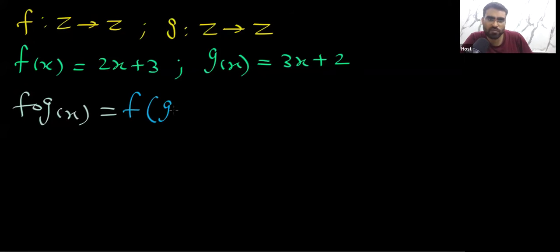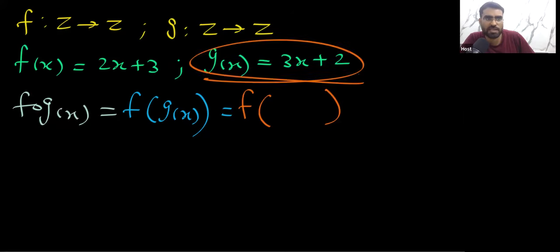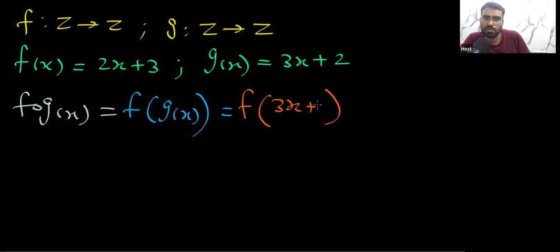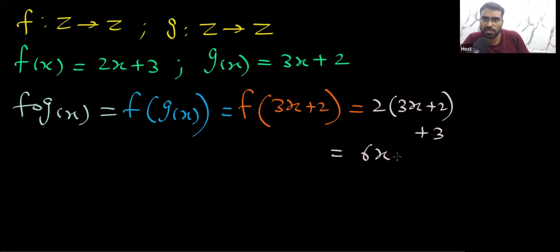You know that fog x will be f of gx. Now, what is gx? gx is 3x plus 2. What is f of 3x plus 2? Here, instead of x, you put 3x plus 2. So it will be 3x plus 2 plus 3. So that is going to be how much? 6x plus 7.